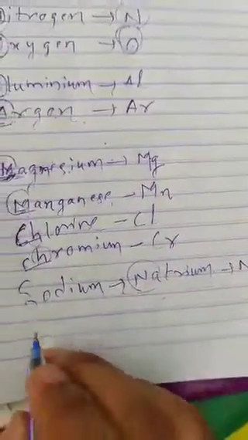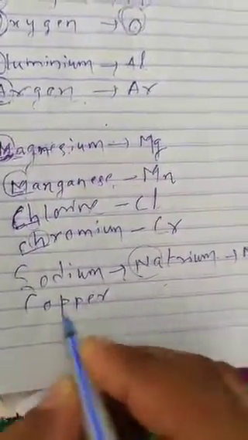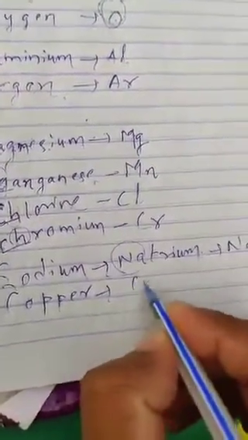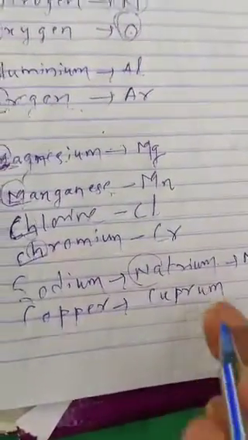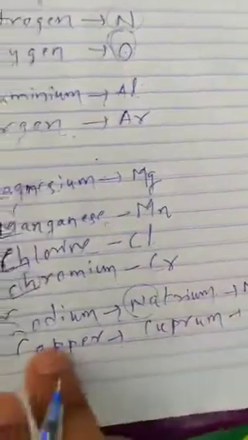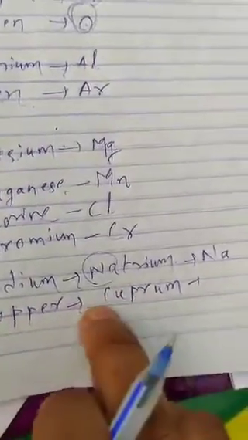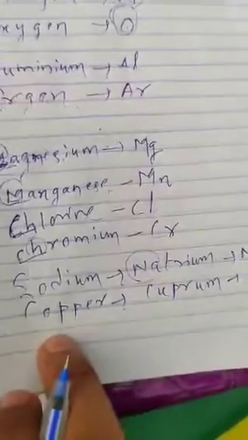Okay. Next, copper. The Latin name of copper is cuprum. You have to remember the Latin name. According to the Latin name, their symbols are denoted. So copper's Latin name is cuprum, and the symbol is Cu. So Cu is the symbol for copper.